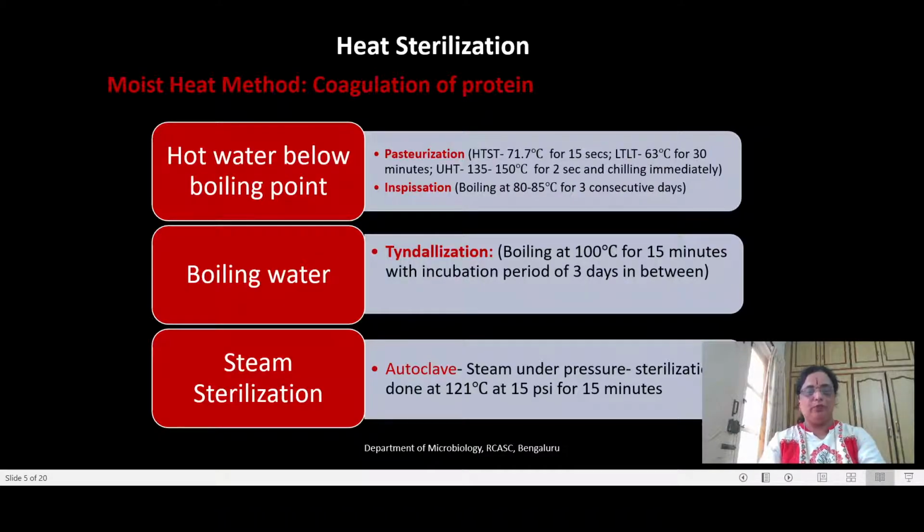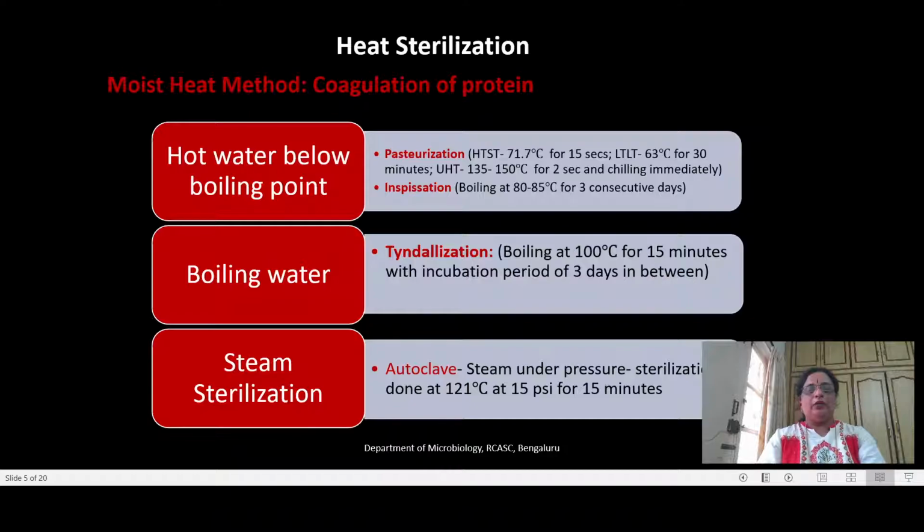Under hot water below boiling point, there are two different methods, the first being pasteurization. You know about pasteurization. There are three different methods in which pasteurization can be done. It has been elaborated over here: high temperature and short time, 71.7 degrees Celsius for 15 seconds; less temperature and long time, 63 degrees Celsius for 30 minutes; and ultra high temperature, that is 135 to 150 degrees Celsius for 2 seconds, and chilling immediately. These are the three different methods of pasteurization.